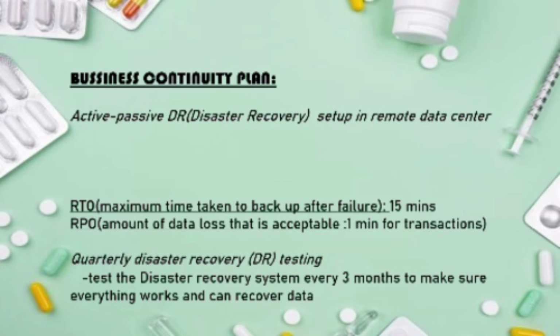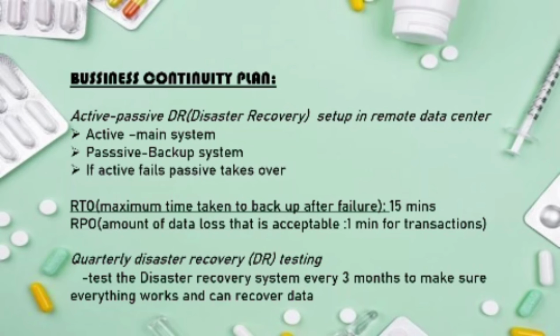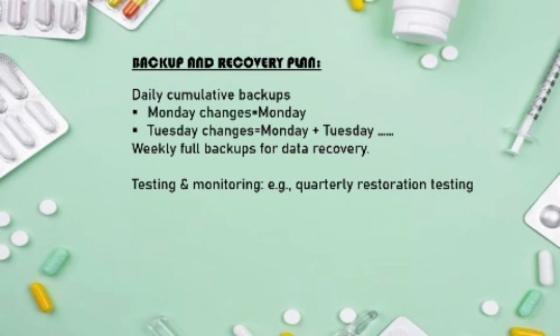Business continuity plan. Active-passive disaster recovery is used. Active is the main system, passive is the backup system. If the active fails, passive will take over. RTO is the maximum time taken to recover after failure, in this case 15 minutes. RPO is the amount of data loss that is acceptable. 1 minute for transactions is acceptable. Quarterly disaster recovery testing. Here, each system is tested every 3 months to make sure everything works in an efficient manner.